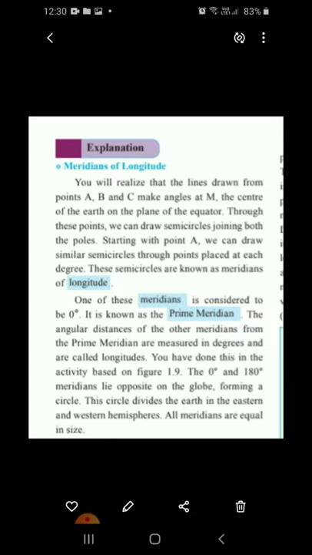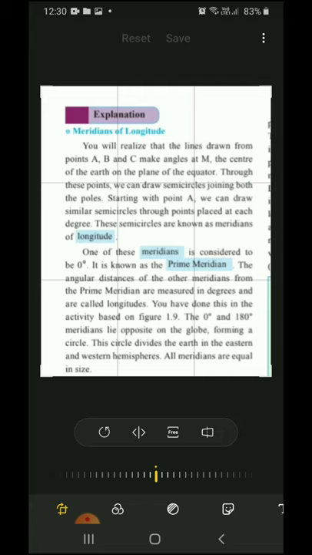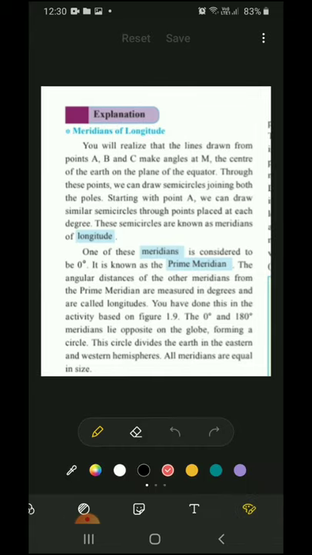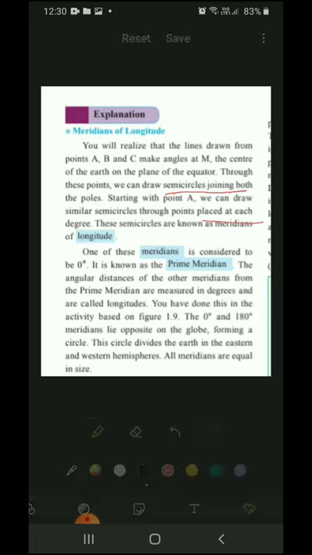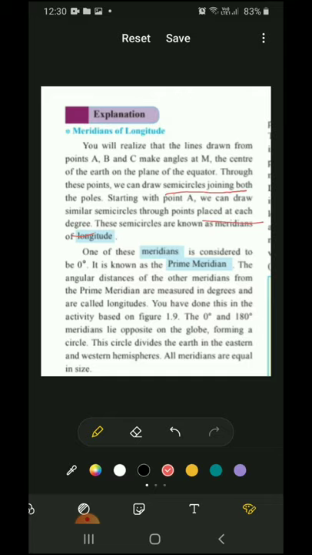So here we learn the definition of what are meridians of longitude. A semicircular line joining both the poles, placed at a distance of 1 degree from each other, is known as a meridian. So let us see this definition marking. I'll show you how to find the definition. What are meridians of longitude? Semicircles joining both the poles, placed at a distance of 1 degree, are called meridians of longitude. So you have understood how to write down the definition, how to find the answer now.